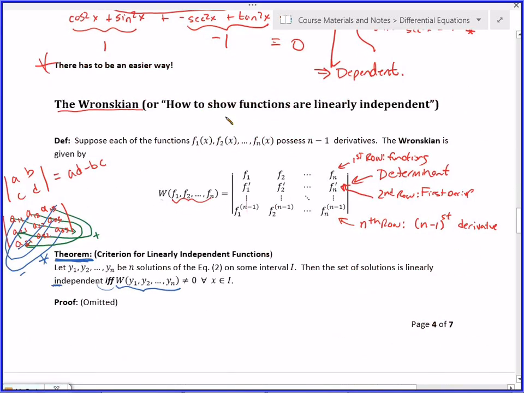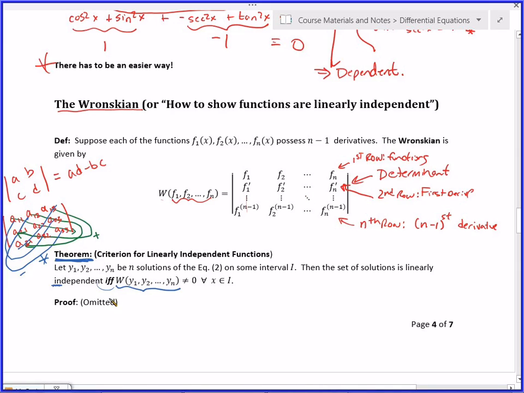The way that we check whether something is independent is with this guy. Remember? Nice, good name for a mathematical operation, the Wronskian. We find the Wronskian by finding the determinant of this particular matrix. You put the functions on the first row, the first derivatives on the second row, and you keep going until you have a square one.